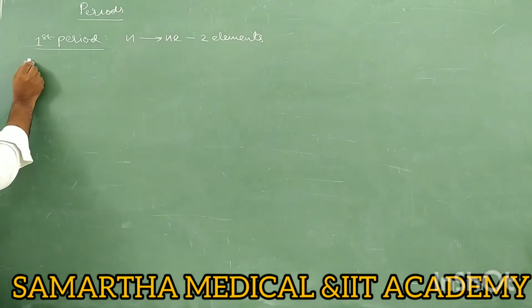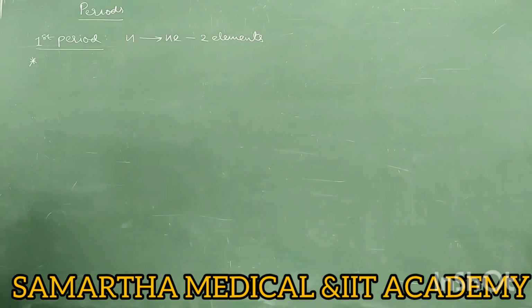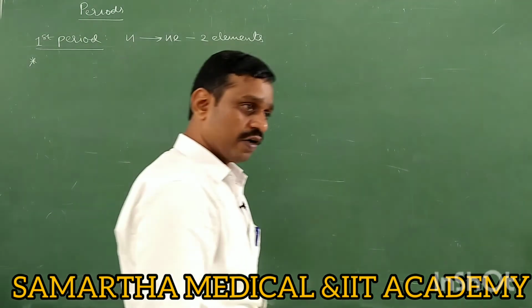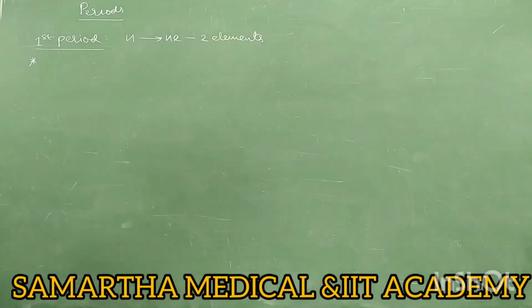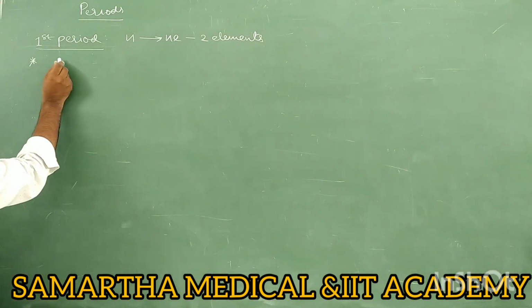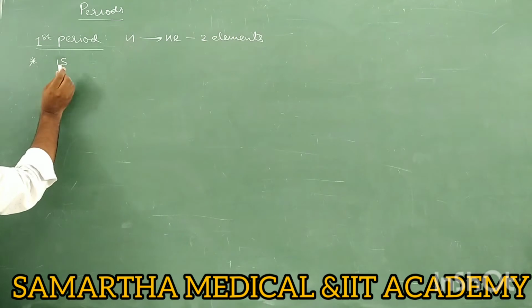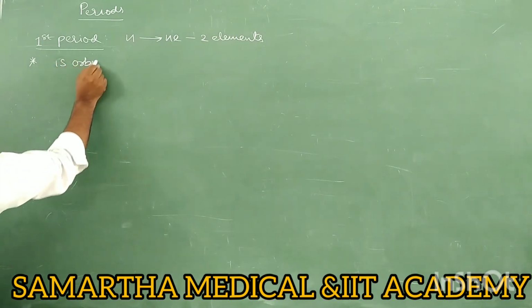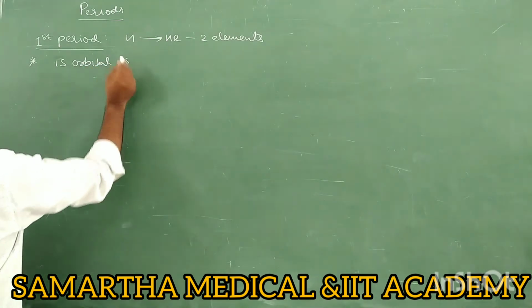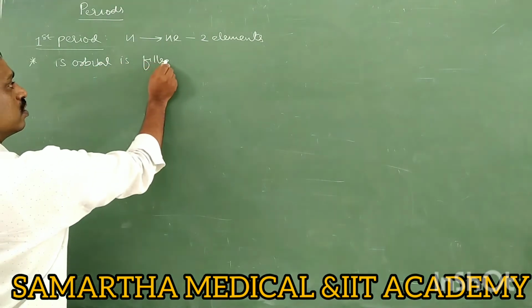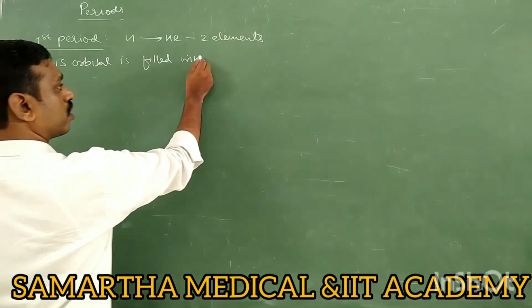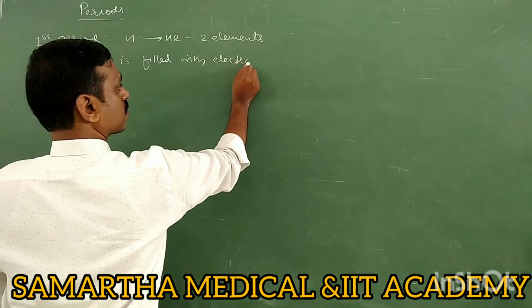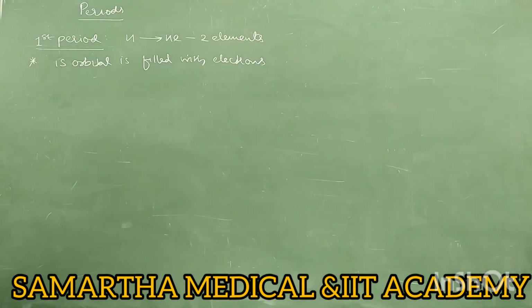But what is important to remember is which orbitals are filled with electrons in the first period. Only the s orbital, that is, the 1s orbital. Take down: the 1s orbital is filled with electrons. In the first period only the 1s orbital is filled with electrons.